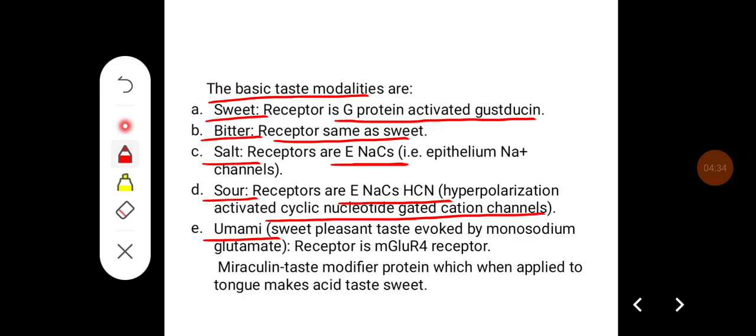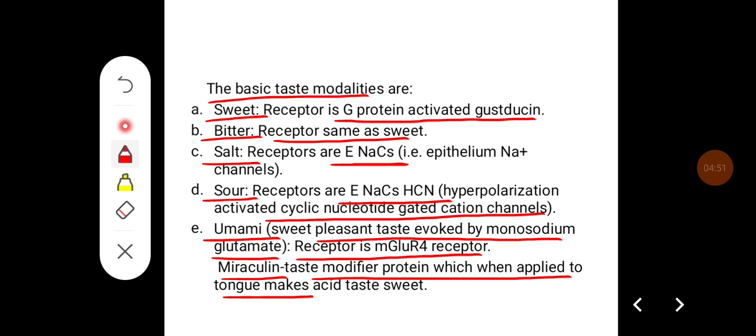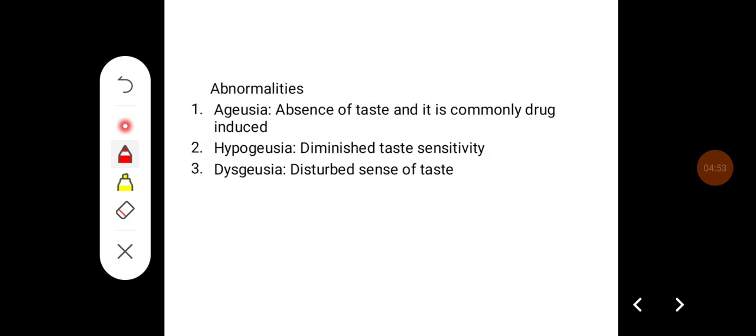Whereas umami is a sweet, pleasant taste evoked by monosodium glutamate, and the receptor for this umami taste are mGluR4 receptors. Miraculin is a taste modifier protein which, when applied to the tongue, makes acid taste sweet.